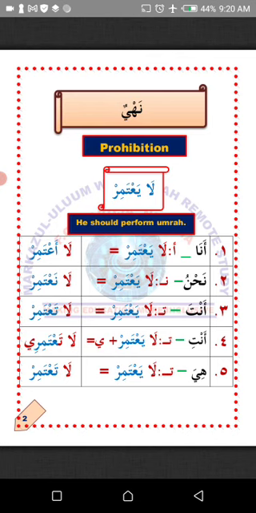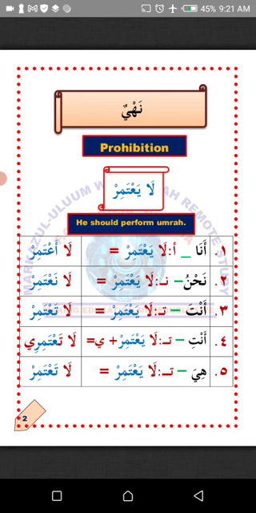Ithnan, number two. Nahnu, we. So how do we change the verb la ya'tamir to suit nahnu? All you need to do is to detach ya'un and attach nunun. So the verb la ya'tamir will now become la na'tamir, which means we should not perform umrah.